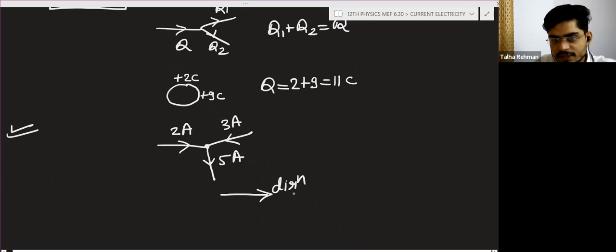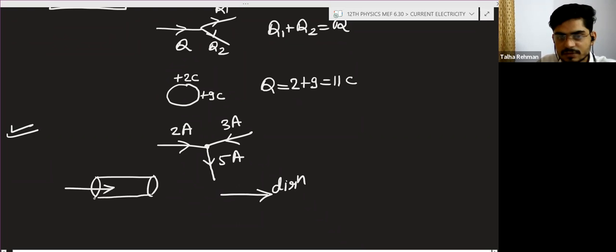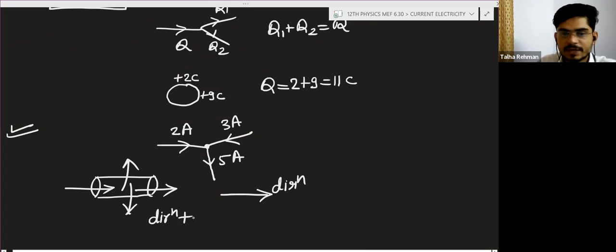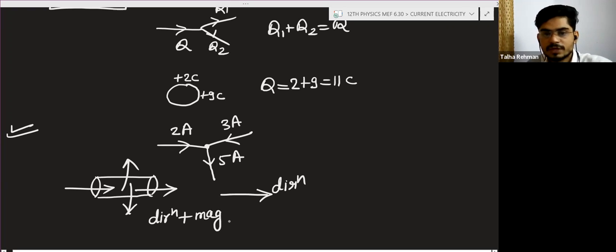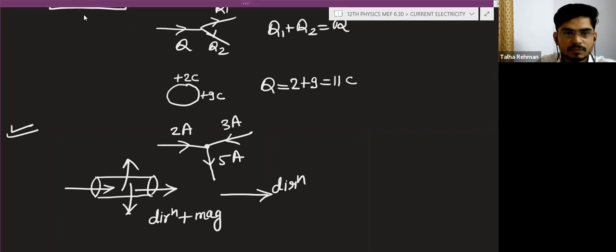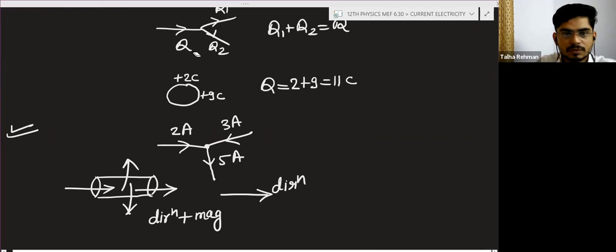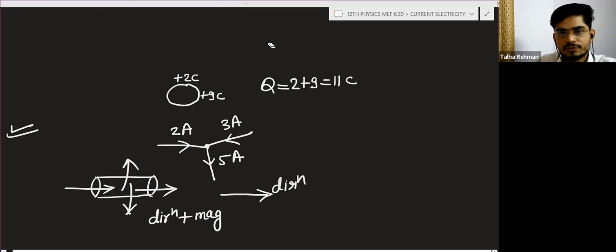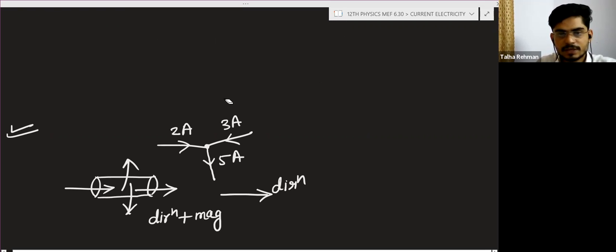Suppose here is the wire. Current can flow in this direction, in this direction, in this direction. Means current has the direction, plus current has the magnitude also. So now here is the problem. Current has the direction and magnitude.